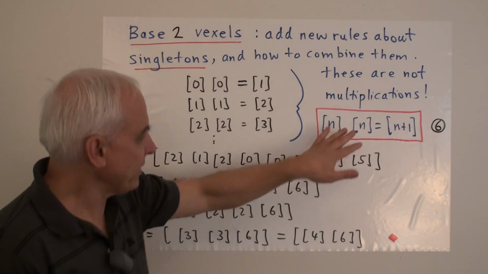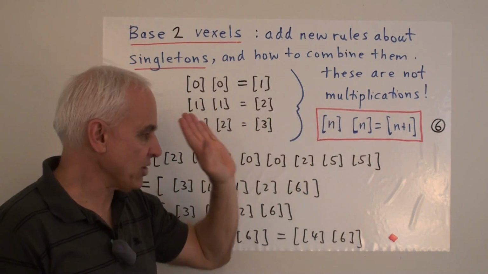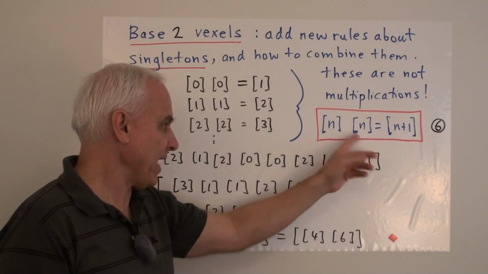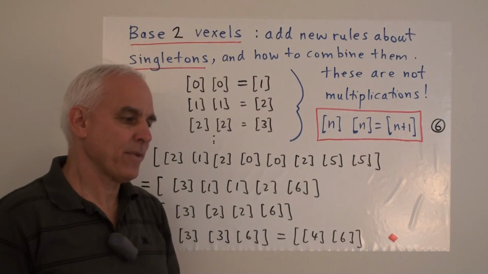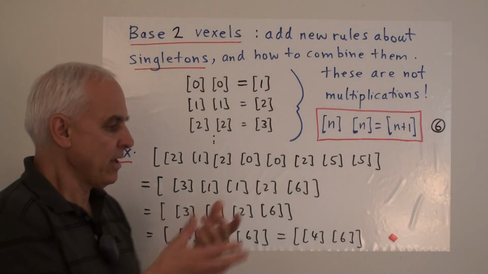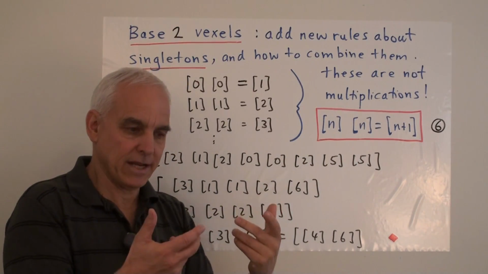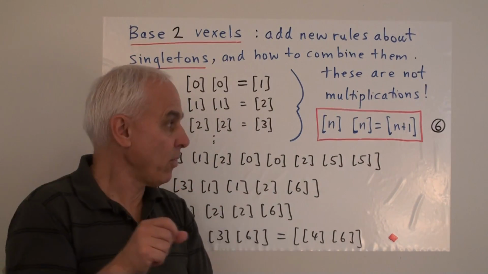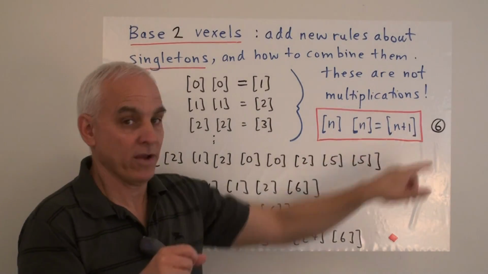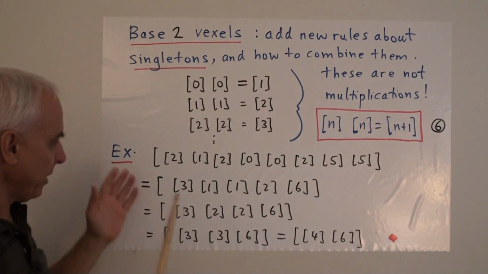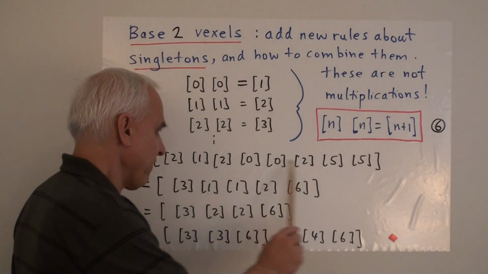Now this is not meant to be interpreted in terms of multiplication. Okay, we are not defining a multiplication here. We're rather making a statement about, in a multiset, if we have two of these things in a multiset, we can replace them with a single n plus 1 singleton. So let me illustrate this with an example. So here is a vexil.